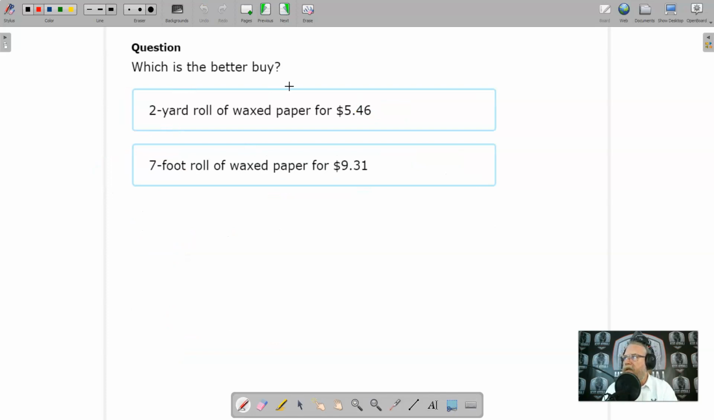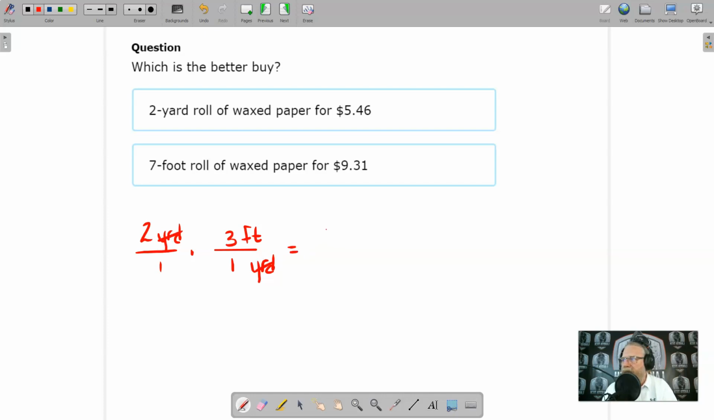On this one here, which is a better buy, 2-yard roll of wax paper for this much, or a 7-foot roll of wax paper for this much. Well, feet is smaller than yards. So let's convert 2 yards, and we're going to convert that over to feet. So we have yards here and feet here. In 1 yard, there are 3 feet, correct? Yards will cancel yards. Let's go ahead and multiply straight across.